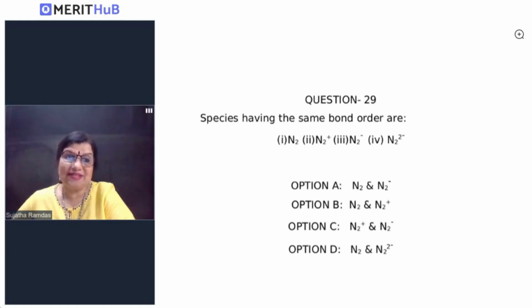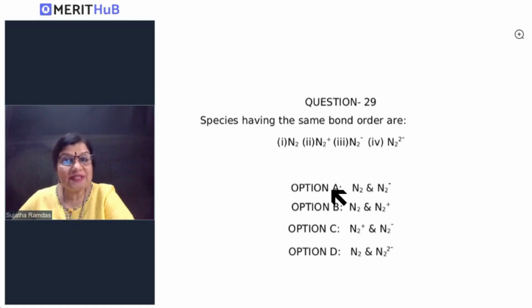Let's first read the question and then we will analyze it. Species having the same bond order are. So 4 species have been represented here: N2, N2 plus 1, N2 minus 1, N2 2 minus. There are 4 options. So we have to choose that option which corresponds to 2 species having the same bond order. Now let's start discussing the question in detail.